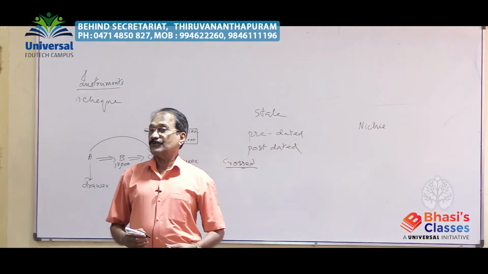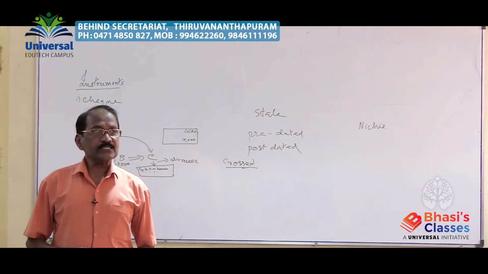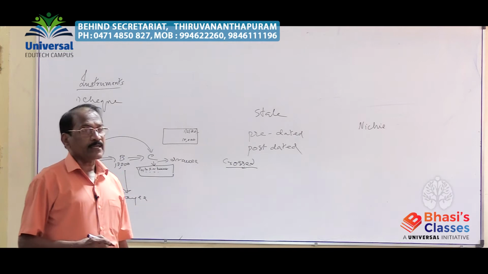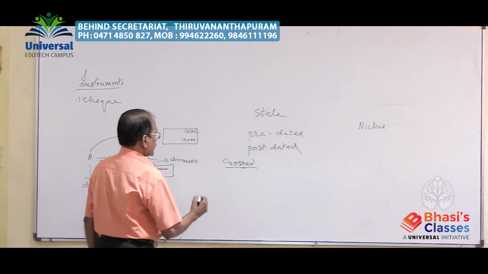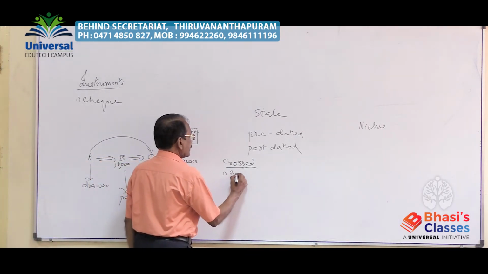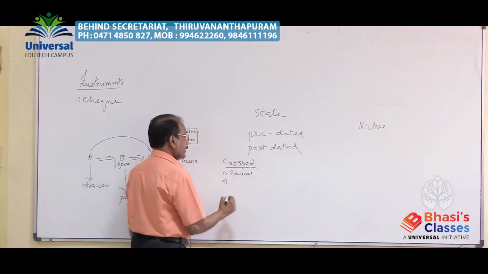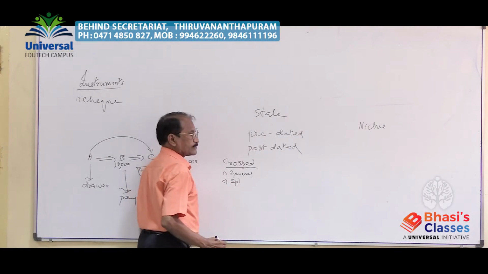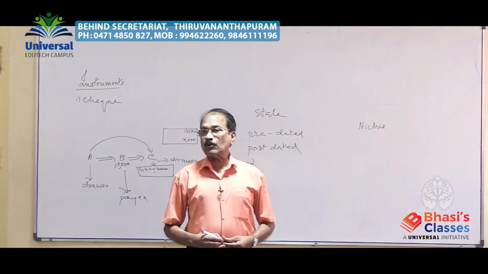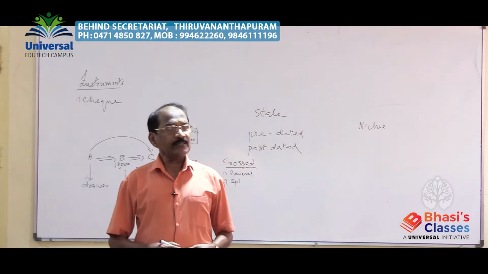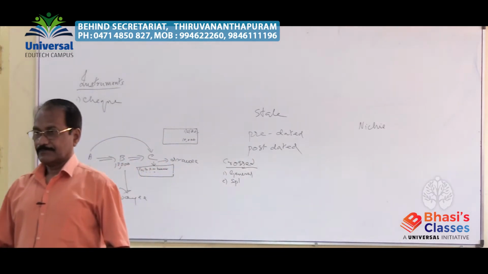Crossing is of two types. There are two types of crossing possible on a check leaf. One is called general crossing, and the other is called special crossing.